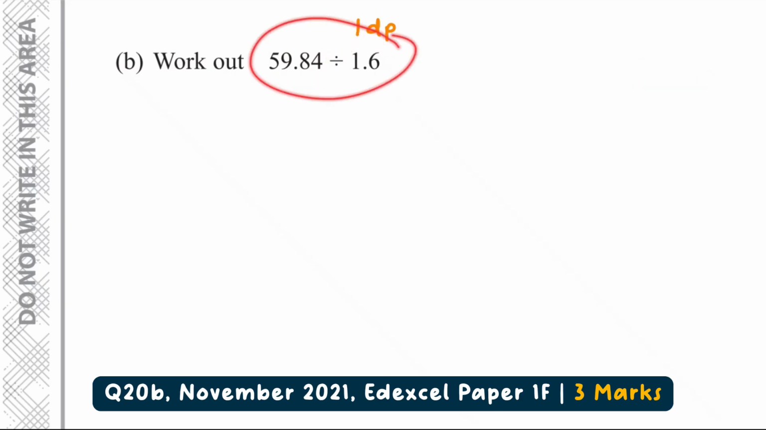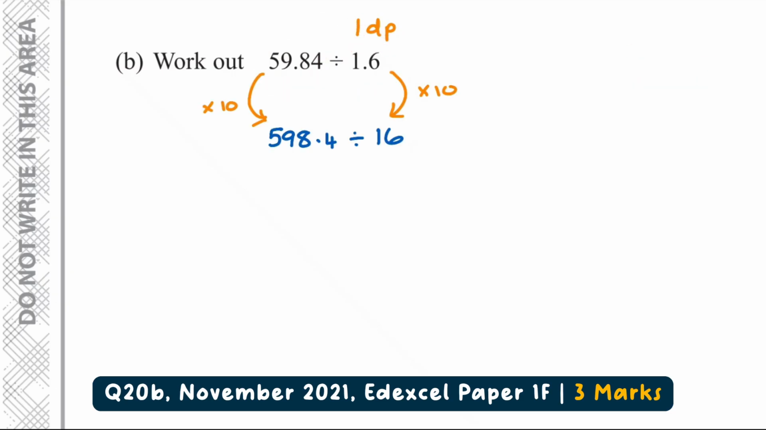So this question becomes 598.4 divided by 16. Notice now our divisor is a whole number. Our dividend is still a decimal, but this doesn't matter. The rule is that the divisor must be a whole number. So getting to this point and getting rid of your decimal point gets you a method mark.